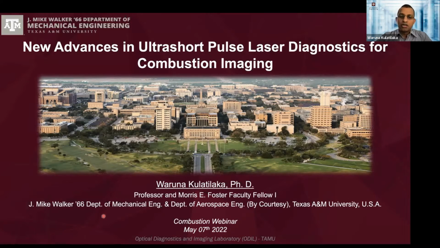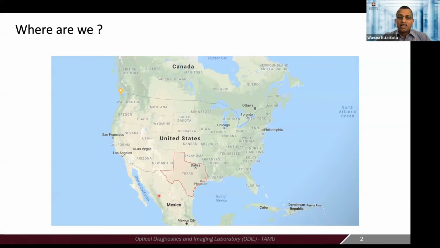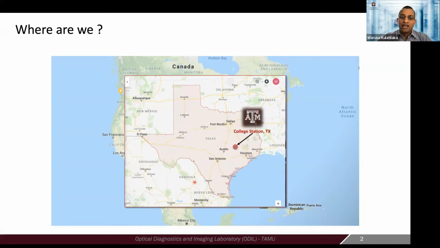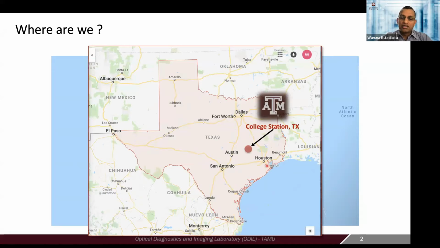Okay, my name is Waruna Kulatilaka, and I'm a professor here in mechanical engineering at Texas A&M University. Seen here in the background is an aerial view of our university. This is in College Station, Texas. Some of you may be wondering where that might be. I think everyone knows North America and the United States and where Texas is. It's in the southern part of the US. If you zoom in a little bit, we have three of the largest cities in the country here: Houston, Dallas, and Austin, San Antonio. If you draw a triangle between them, we are right in the middle. So it's a nice location in southern Texas.